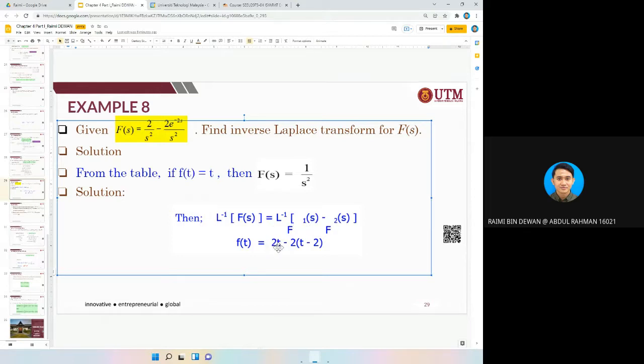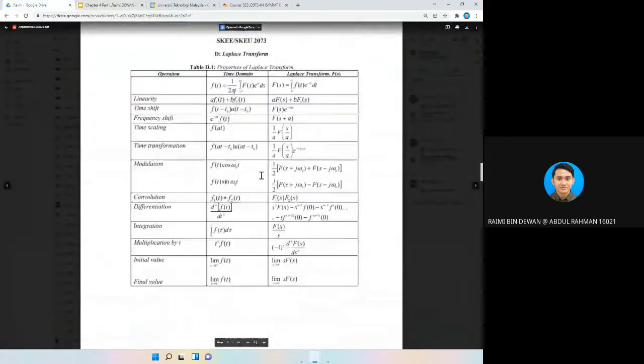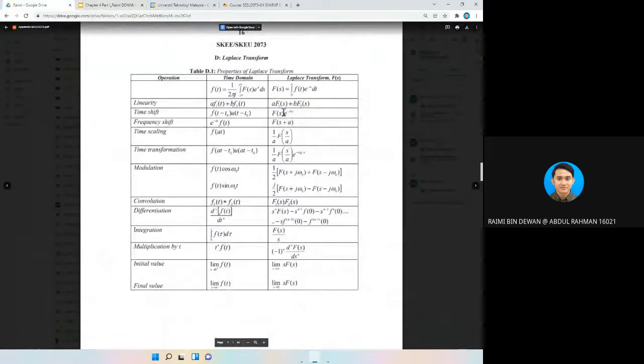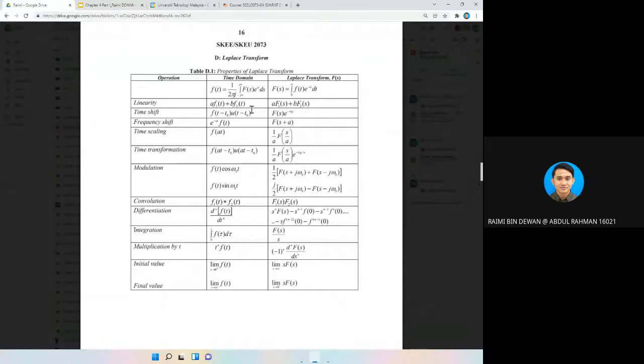Then you see that you obtain here 1 over s, which is actually 2t, because the question is inverse Laplace. Then (t minus 2). You can see here e to the negative 2s is actually a time shift element.